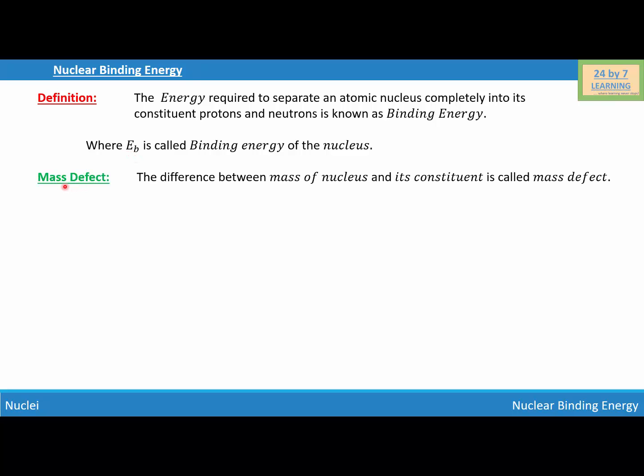Now let's talk about the mass defect. The mass defect is defined as the difference between the mass of the nucleus and its constituents. So the mass defect ΔM is defined as the number of protons times the mass of proton, plus the number of neutrons times the mass of neutron, minus the mass of the nucleus, where Z is the atomic number, A is the mass number, Mp is the mass of the proton, Mn is the mass of the neutron, and M is the mass of the whole nucleus.